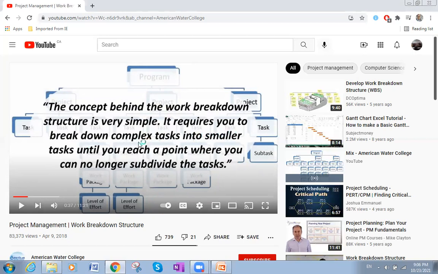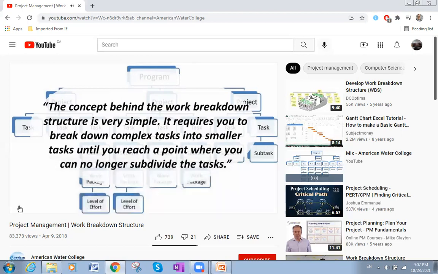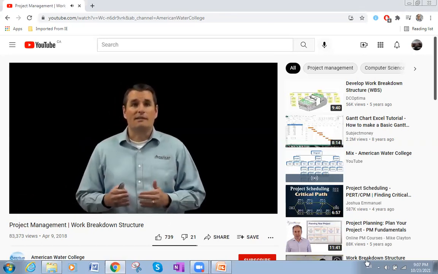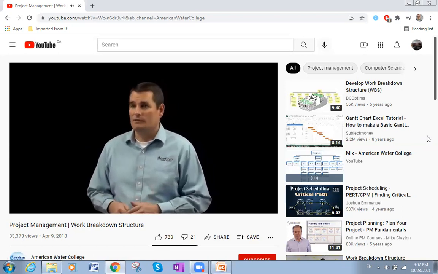It requires you to break down complex tasks into smaller ones. As an example, if you are going to build a house, that means that you will do stages, like a hierarchy of stages. And each stage has phases, and what you will do then. Until you reach a point where you can no longer subdivide the task. So at this point, this is the end. You cannot subdivide it more than this. This is very proper for a person or for a department to do this part of the main project on their behalf. At this point, you'll have several smaller tasks that will be easier to estimate the time requirement and the cost involved.